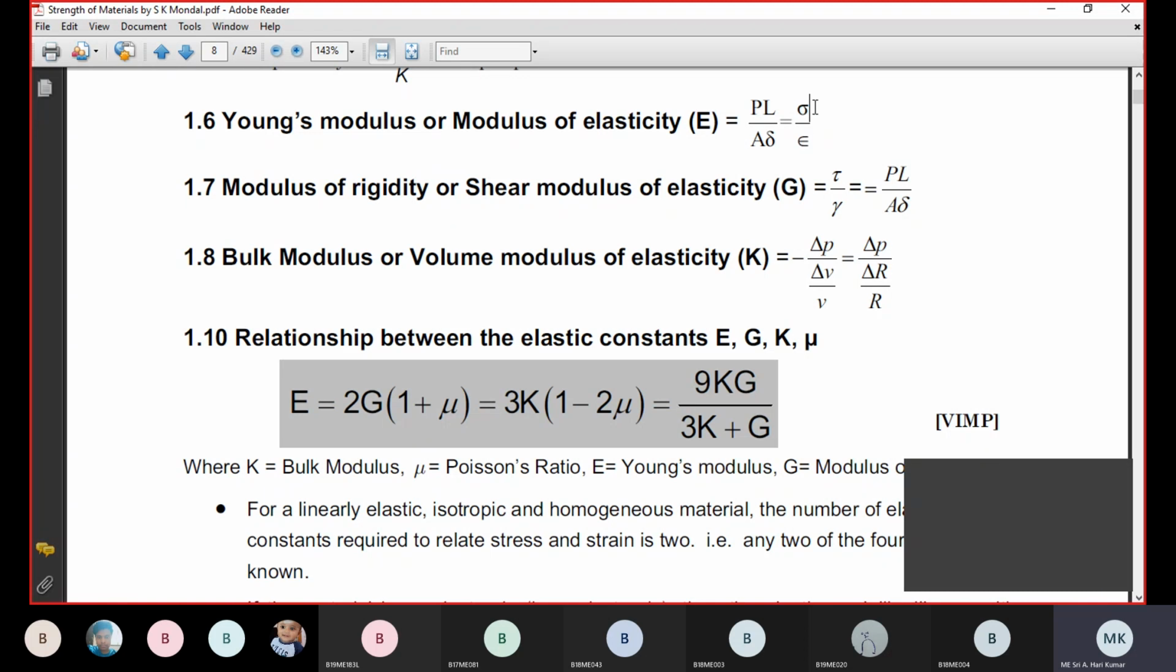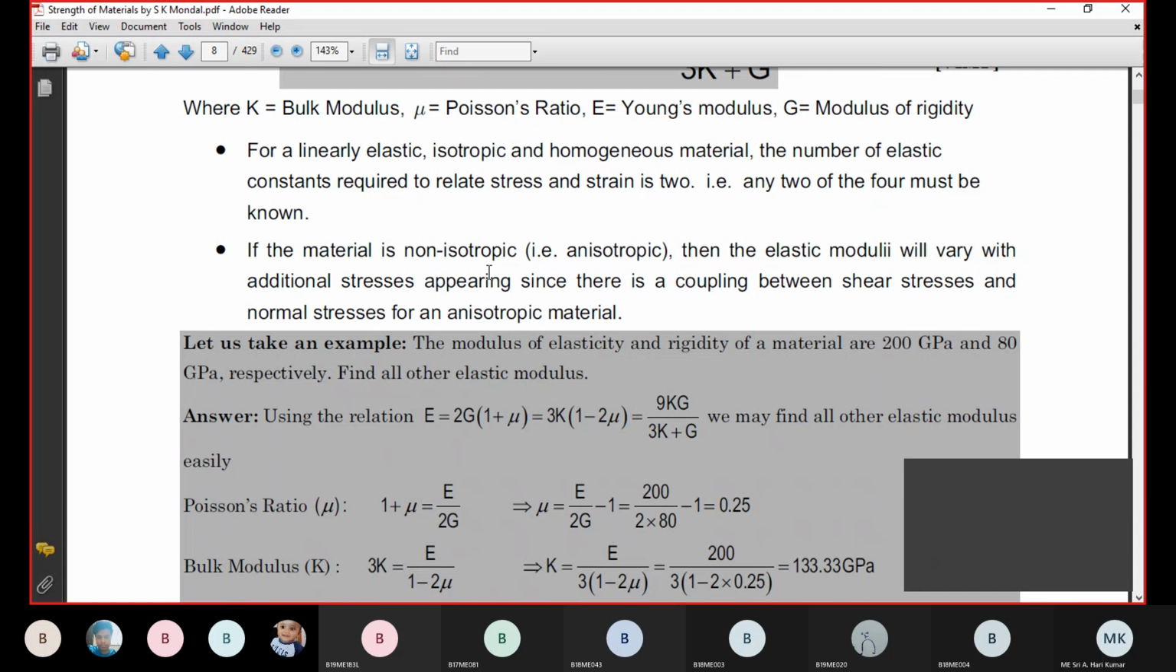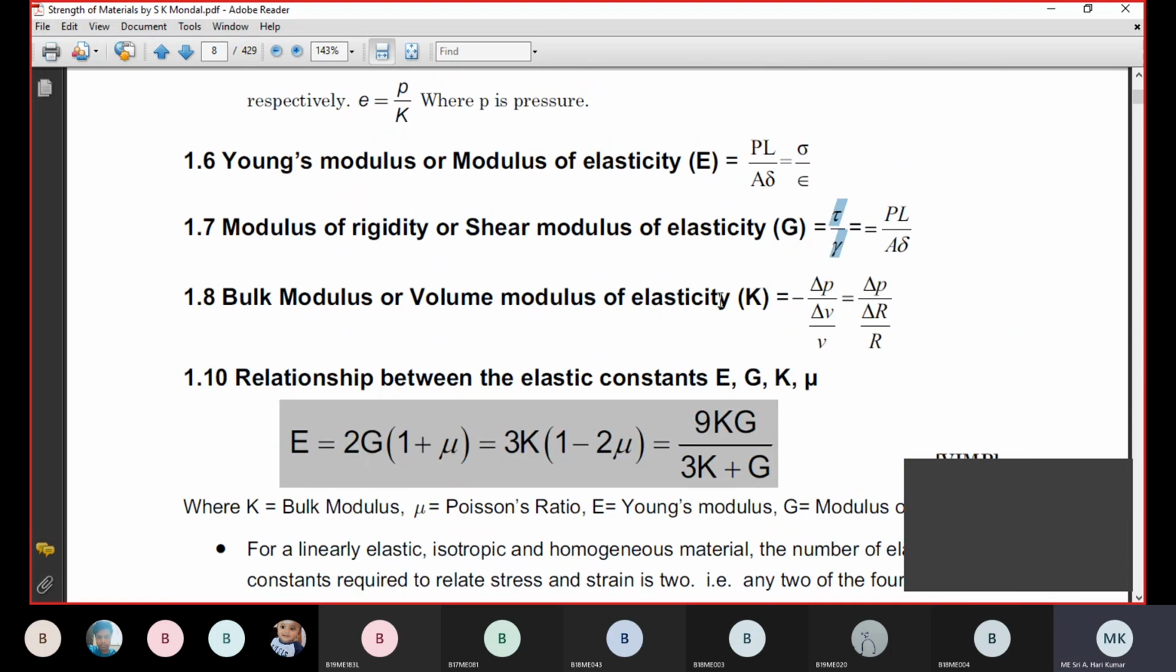Rather, we may get delta sigma plus something, some more additional stress component. So that might be included since there is a coupling. So here shear stress is nowhere dependent on, or linked to, normal stress.